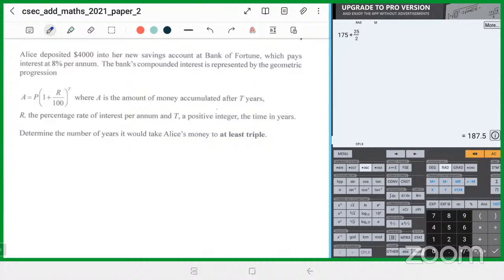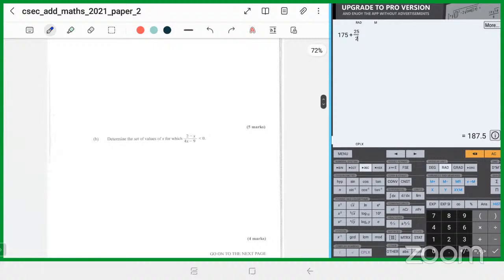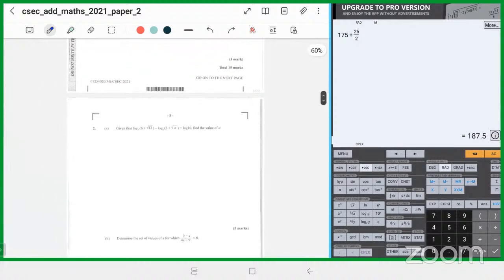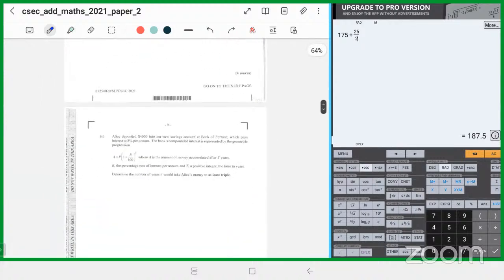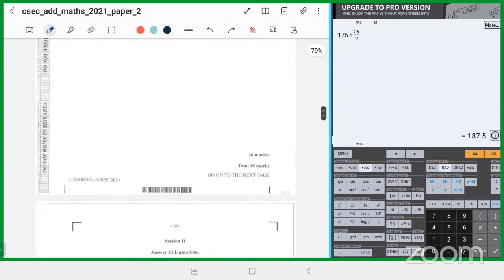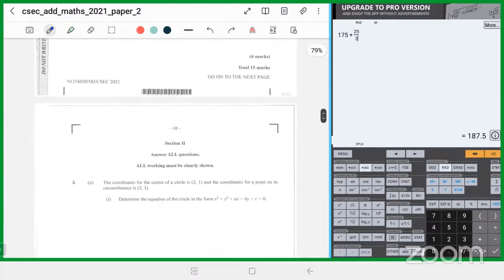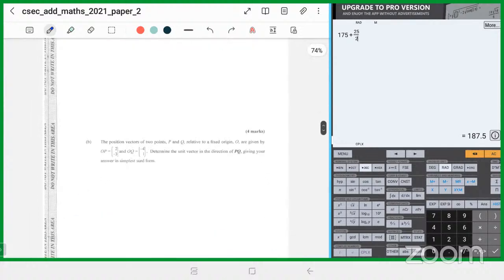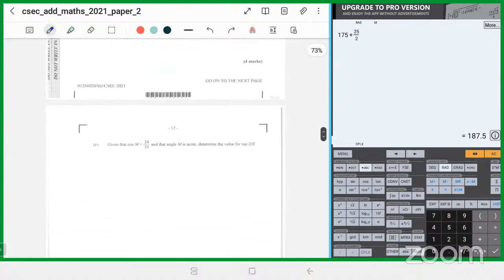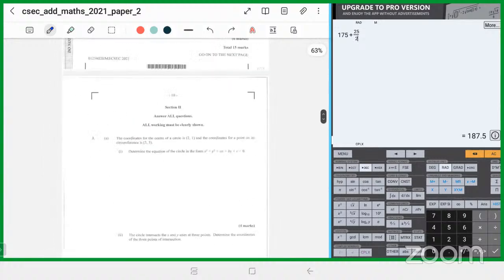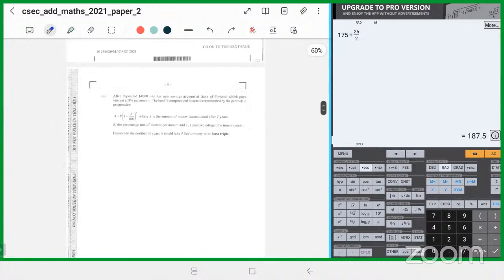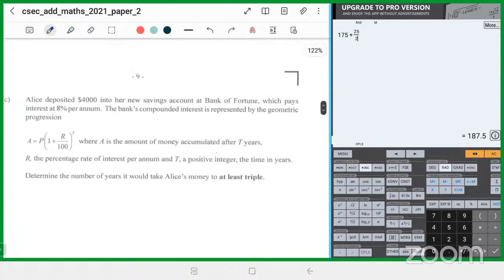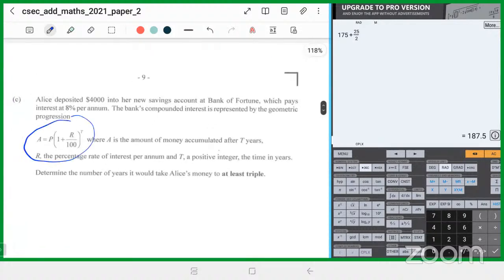It's not really an AP, GP. I'm looking for proper AP, GPs on it, but that's not the AP, GP. It is more like logs and indices, an indices question more than anything else. I still want to try it. It's not really an AP, GP. It's more just a formula. Yeah, try the question.